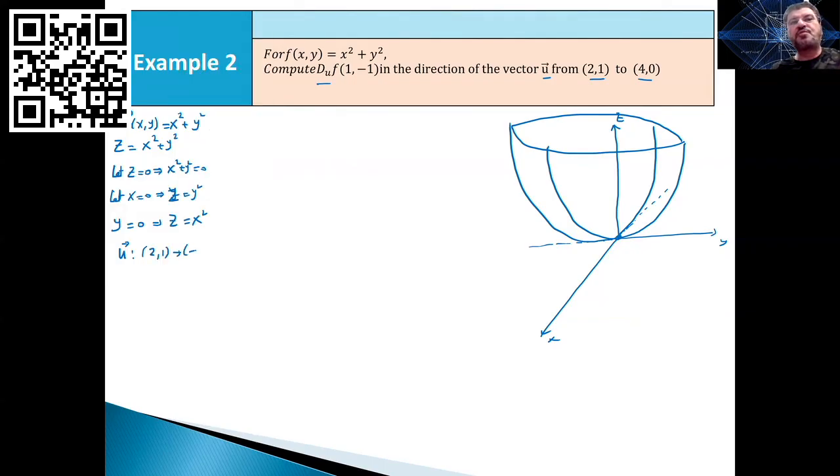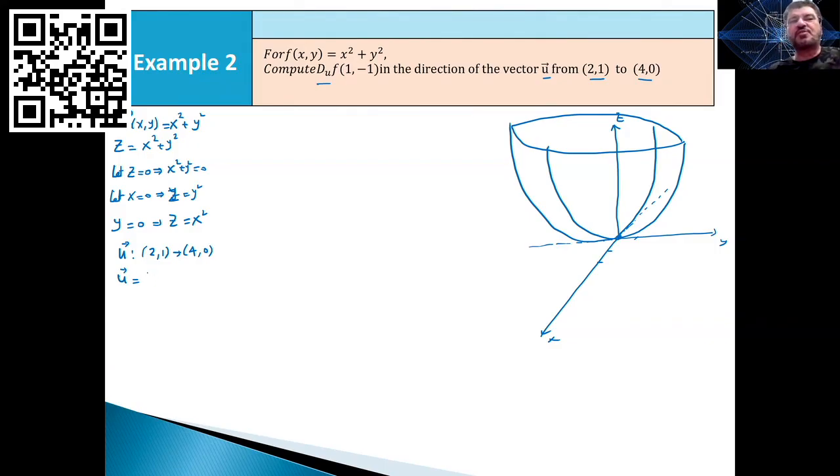And up to 4 and 0. 2, 1 and 4, 0. This is 2 on the x-axis, 1 on the y-axis, up to 1, 0. So I'm not going to graph this anyway. So what would be the vector u? You remember the vector u, we're going to shift it and put it onto the origin.